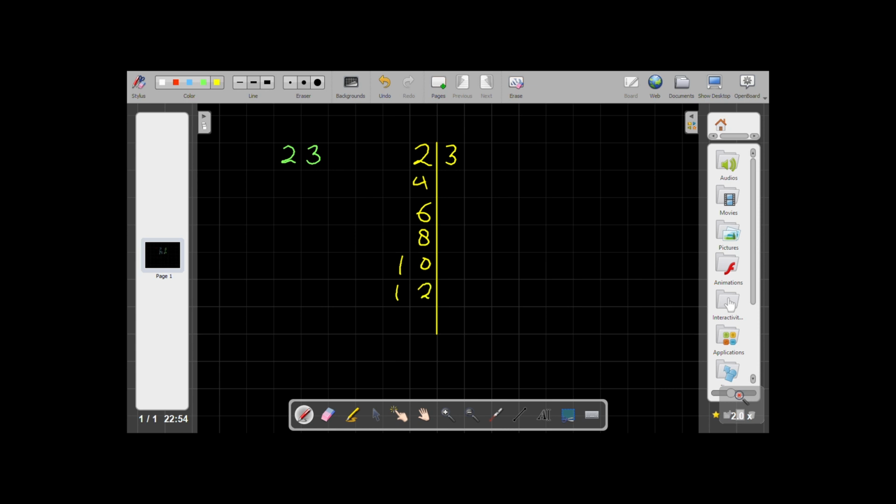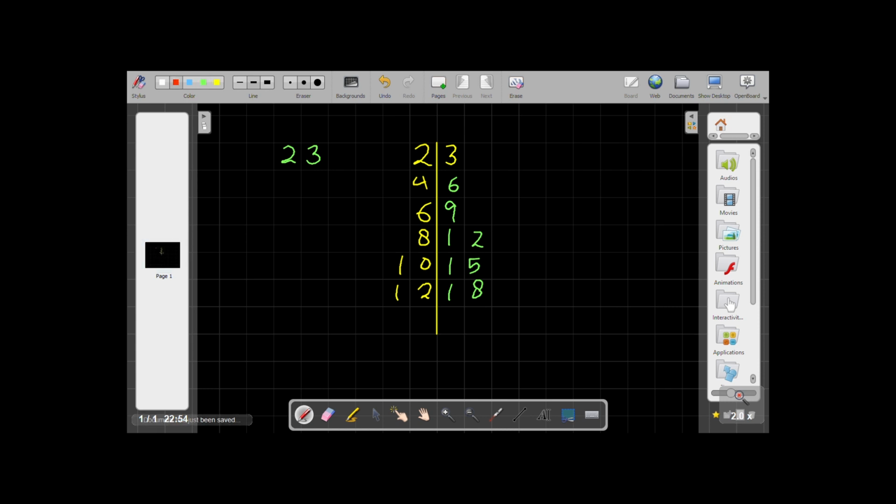And what will be the table of 3? 3 ones are 3, 3 twos are 6, 3 threes are 9, 3 fours are 12, 3 fives are 15, and 3 sixes are 18, and so on. And now we will make the final table of 23 very easily.